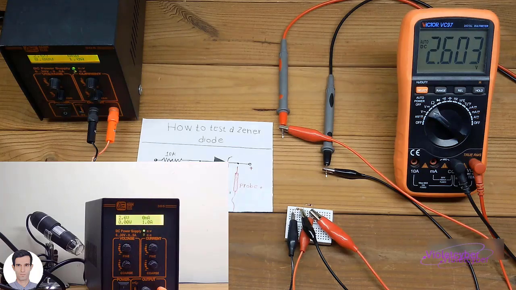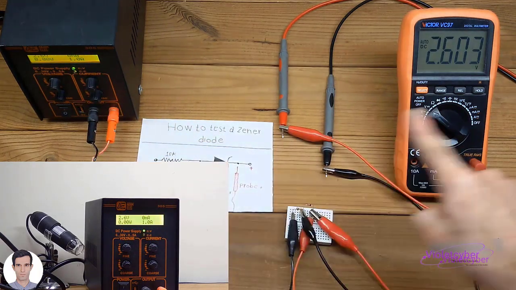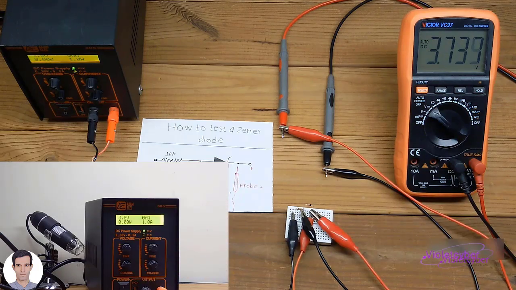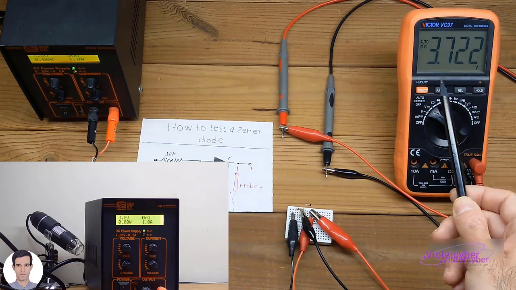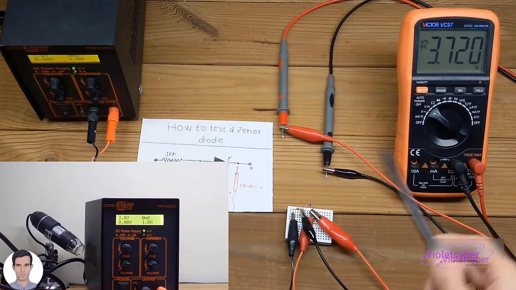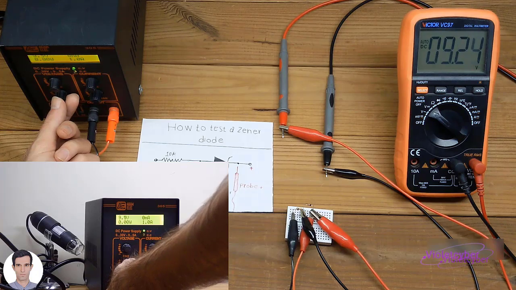In this test, when a specific voltage becomes constant on the multimeter despite increasing the voltage from the power supply, that voltage is the Zener diode's working voltage. Now let's check what the Zener diode's working voltage is. I will slowly increase the voltage of the power supply. 6 volts, 7 volts, 8 volts, 9 volts, 10 volts.